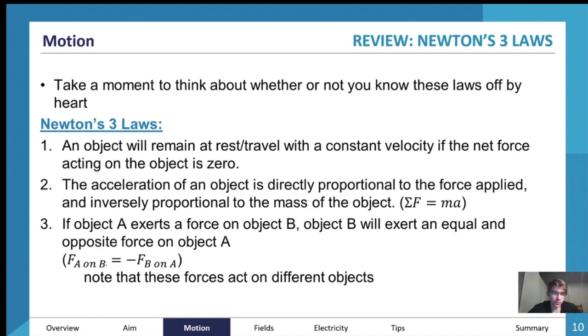Second law. The acceleration of an object is directly proportional to the force applied and inversely proportional to the mass of the object. AKA, as the mass of the object increases for the same amount of force, the acceleration will decrease. So it's saying this. It's talking about the rearrangement of the formula.